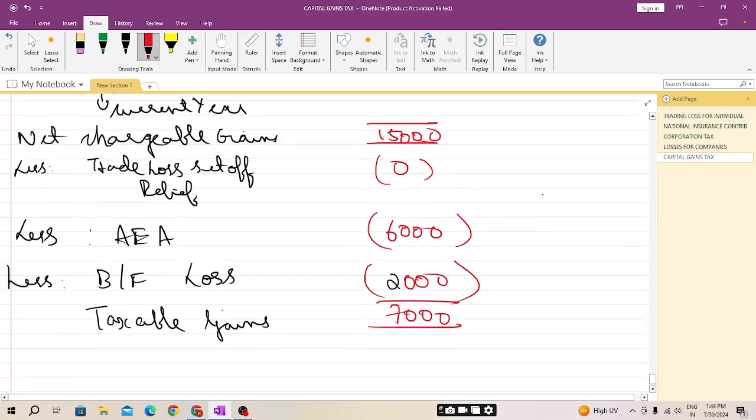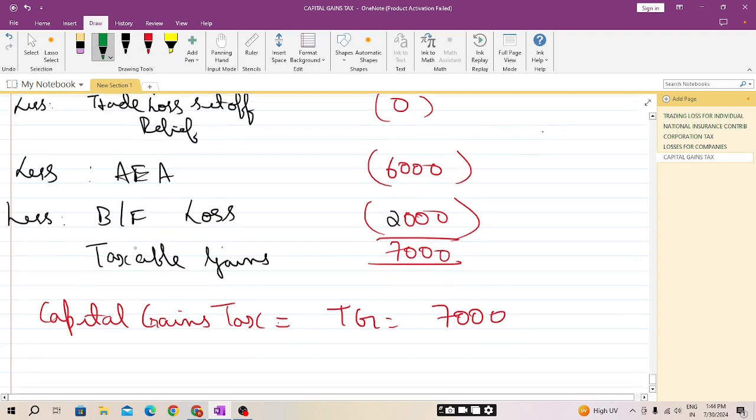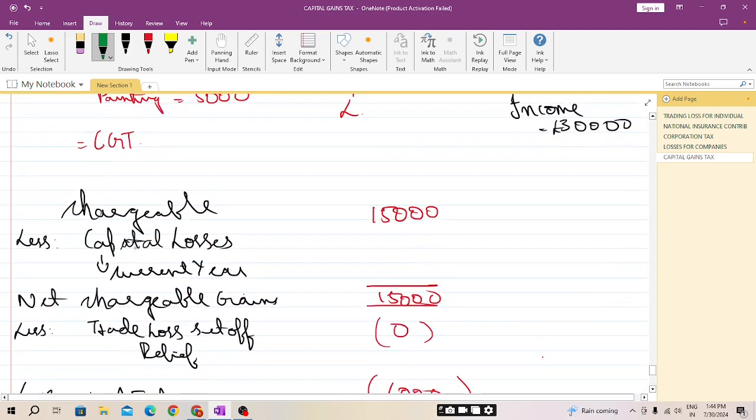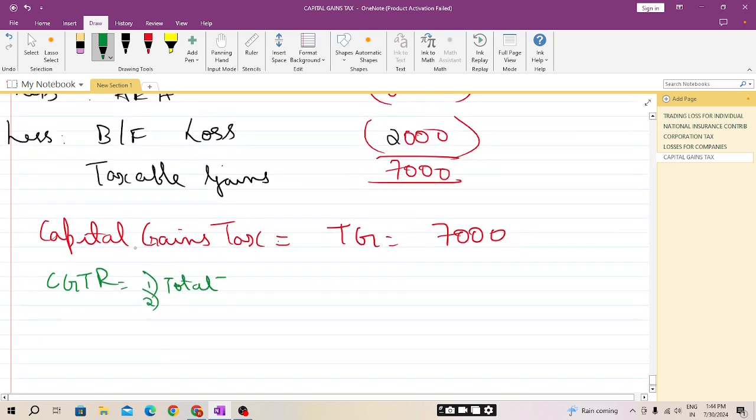Now students, we need to calculate the CGT, capital gains tax. The capital gains tax will be calculated on the taxable gain. Taxable gain is 7,000. Now we need to determine the capital gains tax rate, and for this we need to see two things. Total taxable income. Our total taxable income is, students, 30,000 pounds.